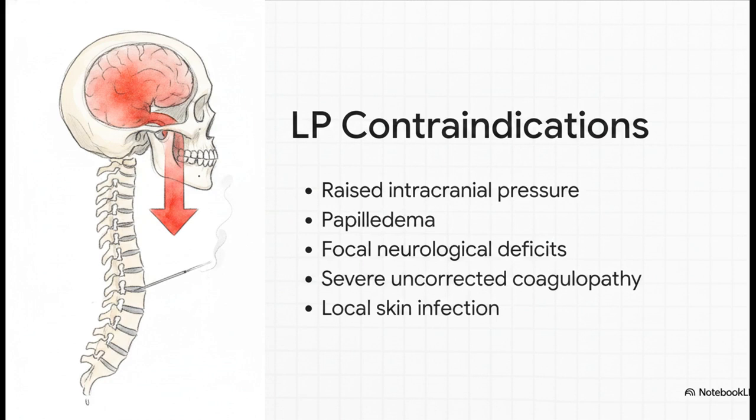That is exactly why clinical signs of raised ICP like papilledema or sudden focal neurologic deficits mean you must, absolutely must, get a head CT scan before you even think about doing a lumbar puncture. A couple of other major contraindications to keep in mind include local skin infections right at the needle site or severe coagulopathy where the patient just cannot form a blood clot safely.